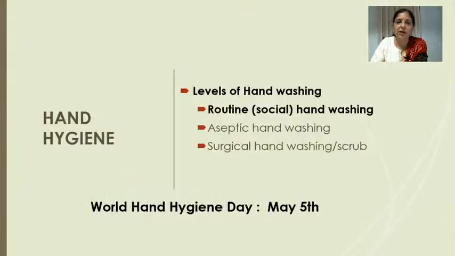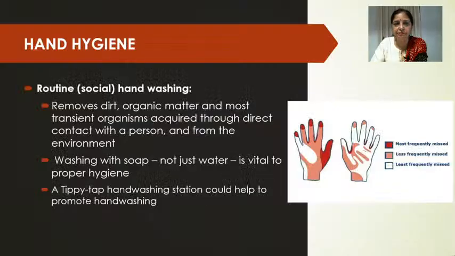What are the levels of hand washing? Hand washing levels are routine social hand washing, aseptic hand washing and surgical hand washing. I will only be talking about routine social hand washing. So this is a picture in which the red color shows the most frequently missed sites when we wash our hands. The pink is the less frequently missed, and the white is the least frequently missed site when we wash our hands.